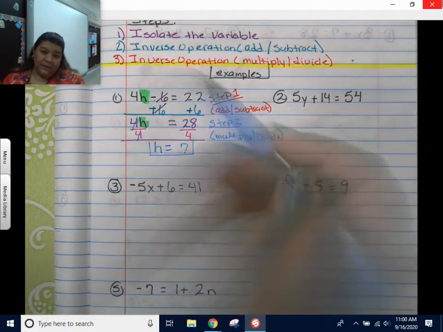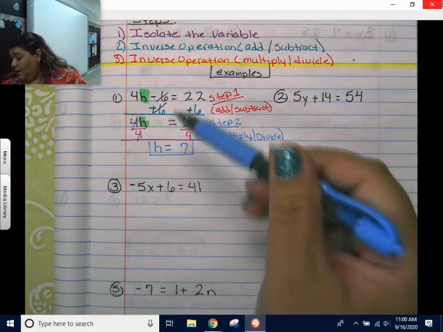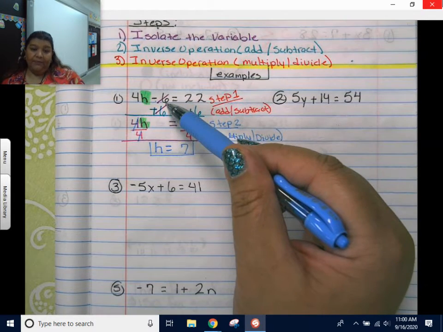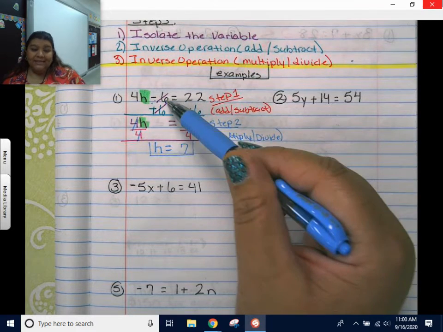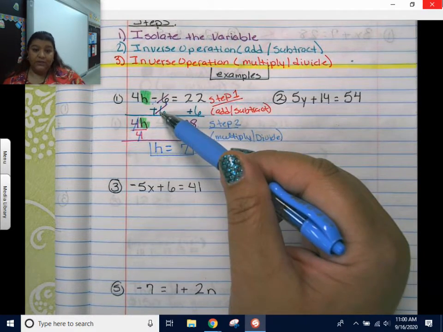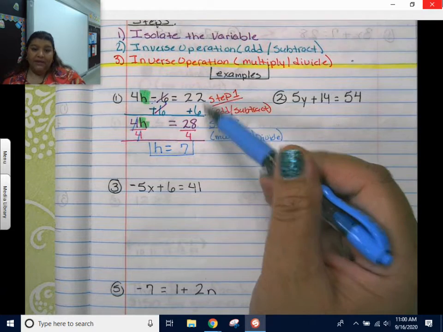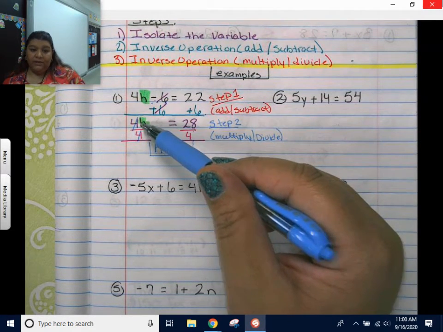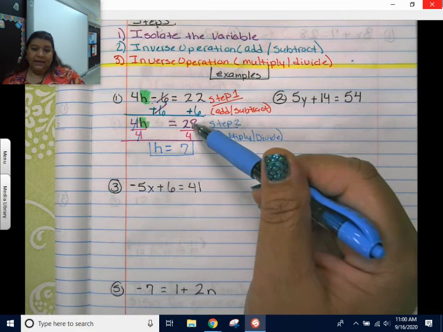The 22 is fine. He's by himself, okay? Get rid of the number that's by himself first over here, the one that's not attached to the variable. So instead of subtracting 6, we do the opposite, which is adding 6 to both sides, okay? Do the math. These will cancel. Now you're left with 4h equals 28.